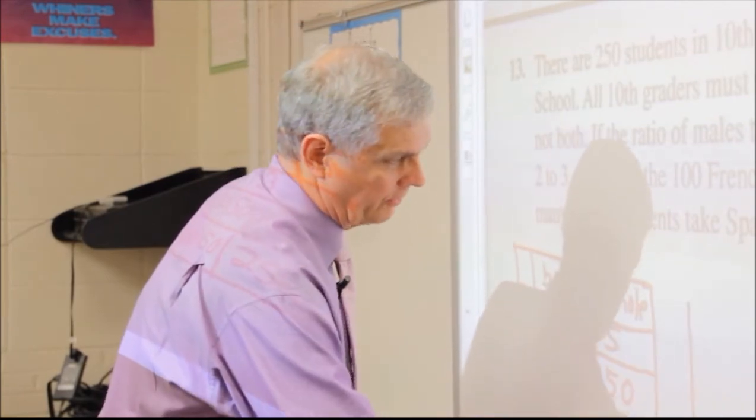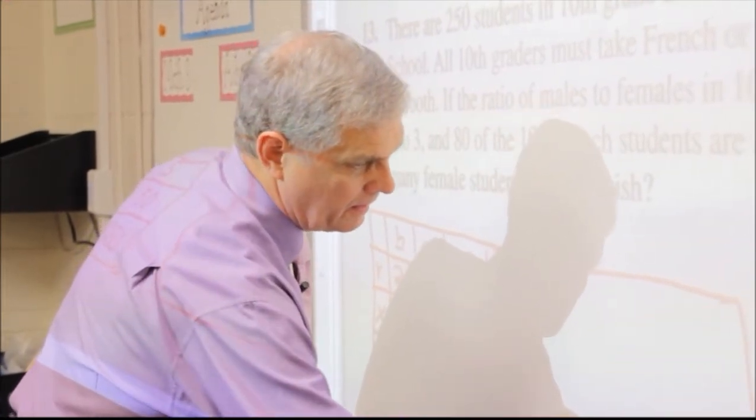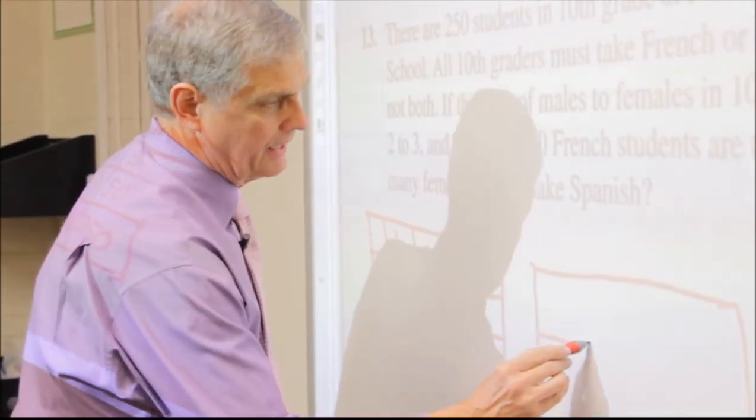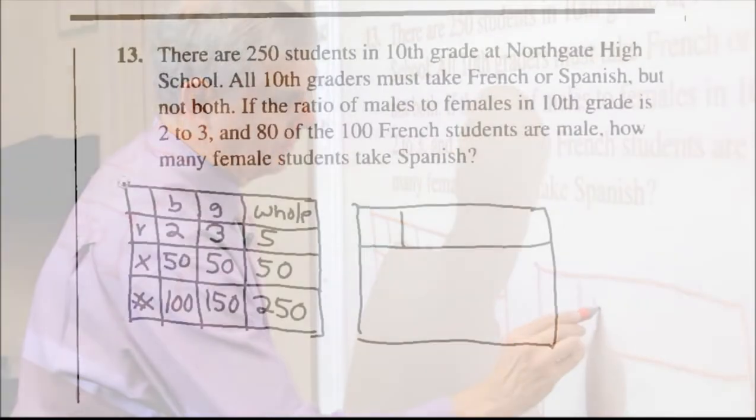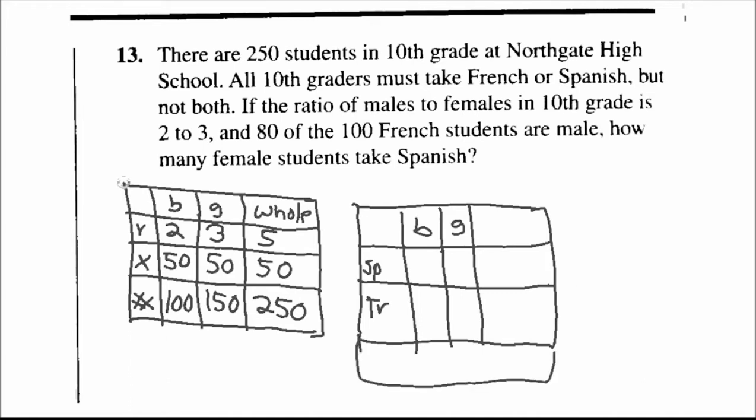Now, this other thing that we're going to do, it's not really a ratio box, but it is a box. We're just going to organize our information now and see how we use this. Now, on the top, we've got boys and girls still. And down here, let's put Spanish here. I'll put SP for Spanish, and we got French. I'll put FR. And we'll put another box down here for some totals.